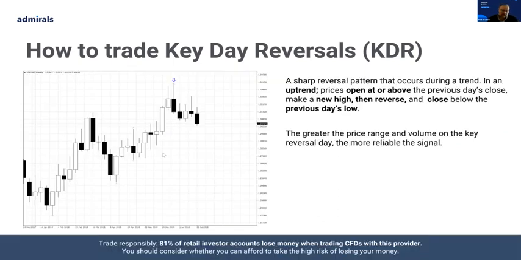So what is a key day reversal? It's a sharp reversal pattern that occurs during a trend as it's coming to an end. In an uptrend, price opens at or above the previous day's close, makes a new high, and then reverses and closes below the previous day's low. That's the important thing. The greater the price range or volume on the key reversal day, the more reliable the signal.